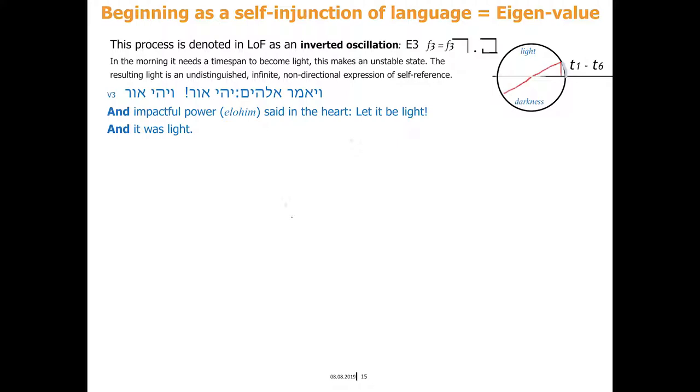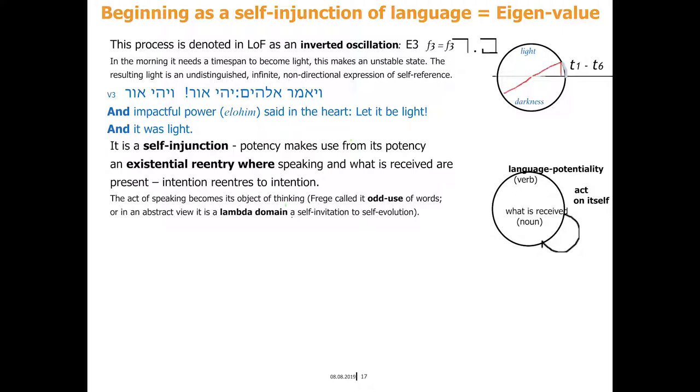Let it be light, said in the heart, is a self-injunction, not an external injunction like draw a distinction. Potency makes use of its potency. It's an internal reentry where speaking and what is received are present. Language potentiality acts on itself.